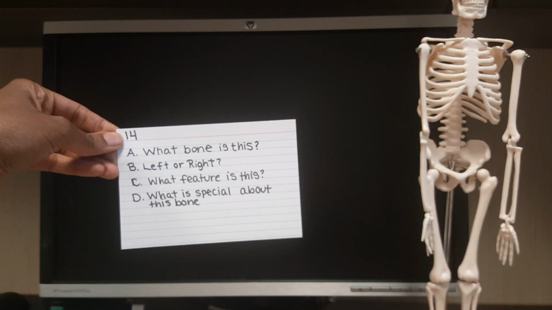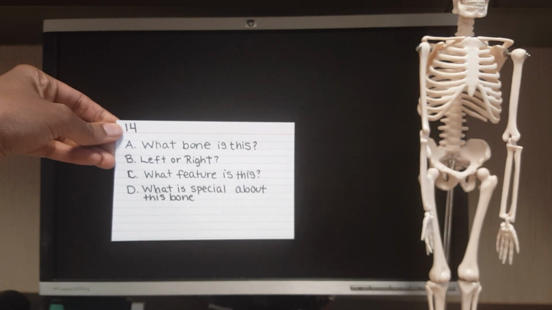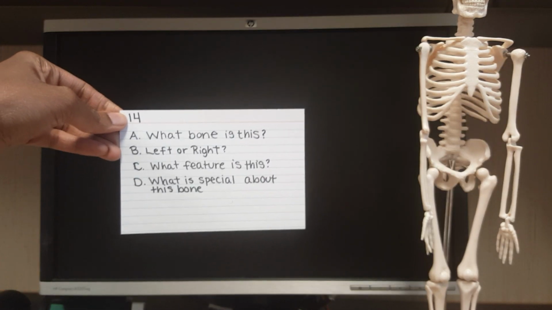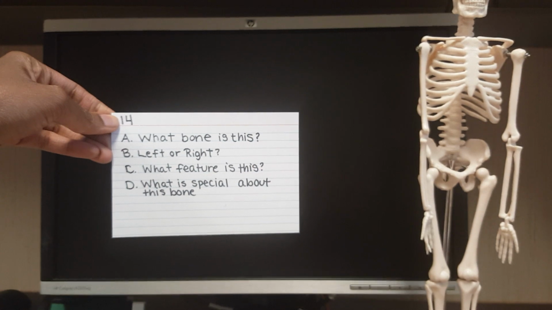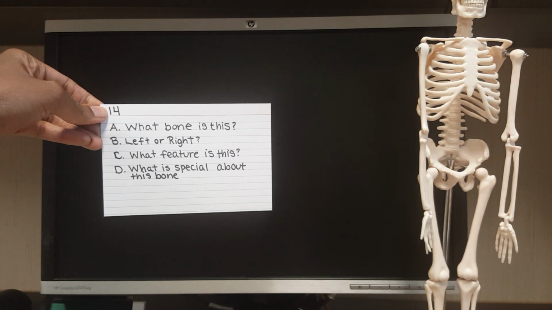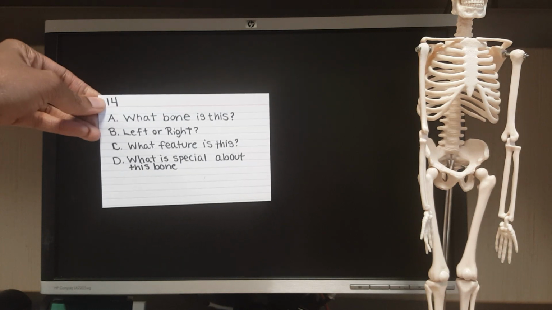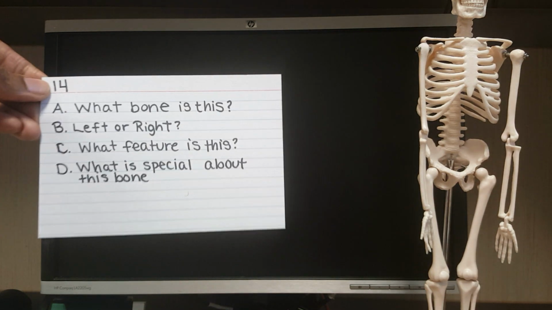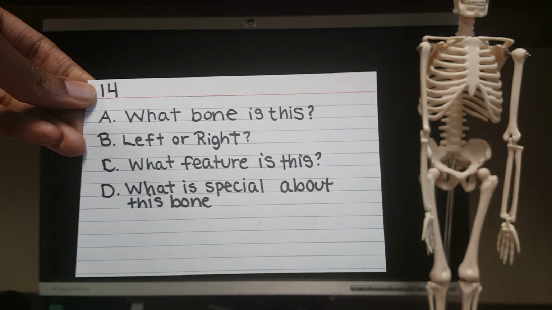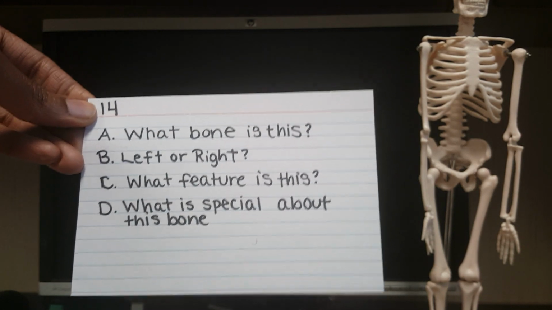So for example, you will have a card similar to this one where you'll have the bone number, and your bones will be labeled with which number. And then there's an A, B, C, and D under each number. Each of your A, B, C, and D will have a question for that specific bone. And so each part of that question may be labeled on the bone.